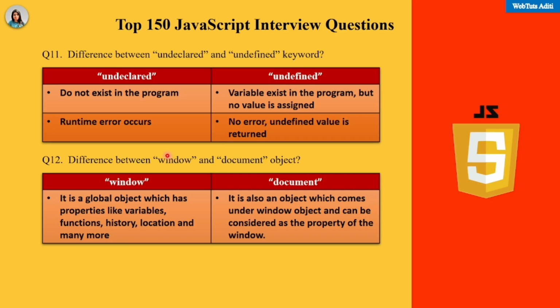Now the next question is the difference between window and document object. Here you can see the window is a global object. It has properties like variables, functions, history, location, and even other objects under it. But the document is not a global object. It comes under the window object. It is also an object which comes under the window object and can be considered as a property of the window. So this is the main difference between window and document object.